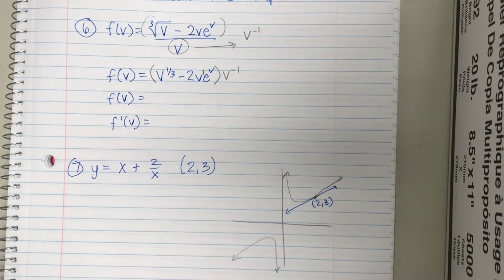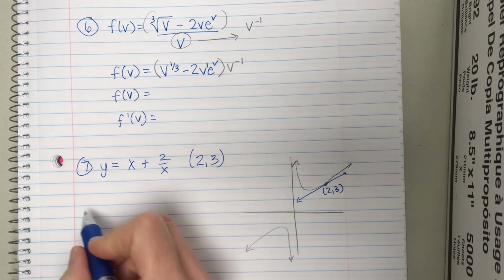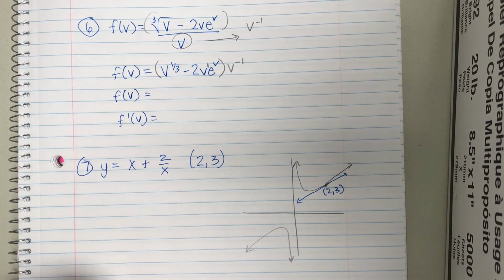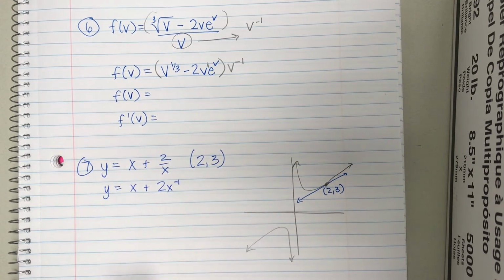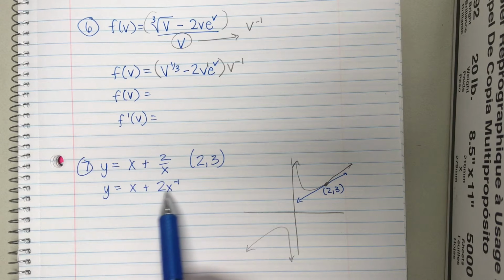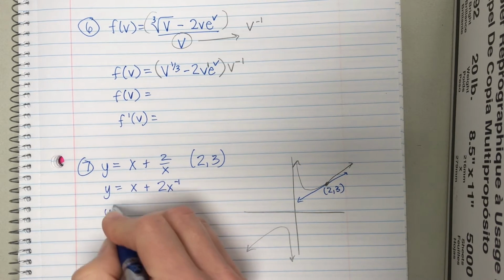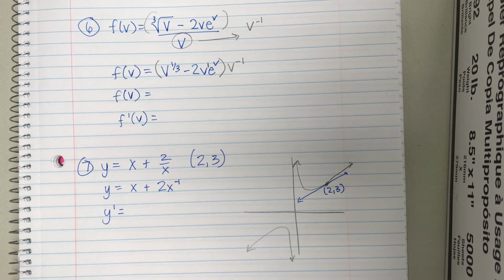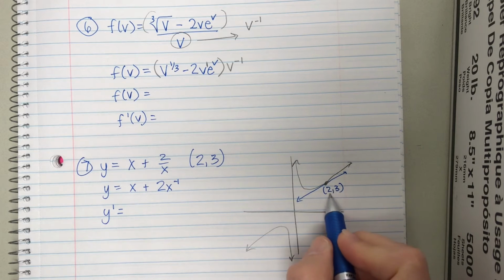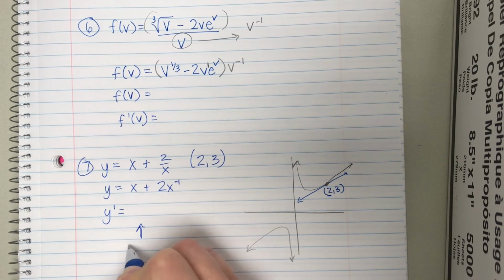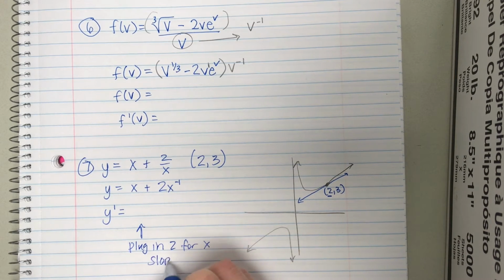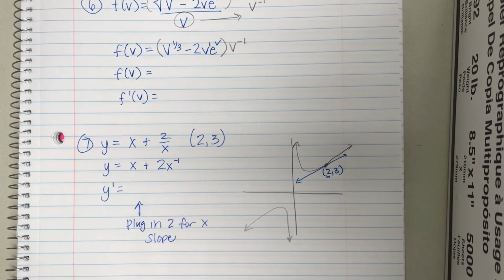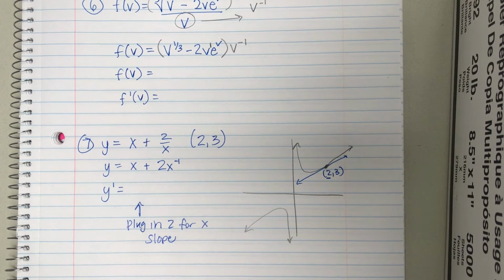Okay, so the first thing that you want to find is the slope. Remember, when you take the derivative, that helps you find the slope. So I would rewrite this function, first of all, as 2x to the -1. Does that make sense? And then go ahead and take the derivative of that. Once you have the derivative, what you want to do is plug in a 2. So once you have a derivative, plug in 2 for x, and then you will have your slope.